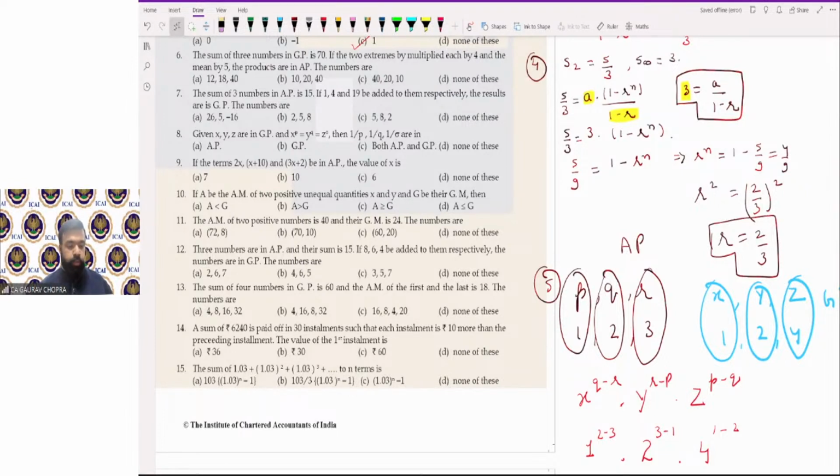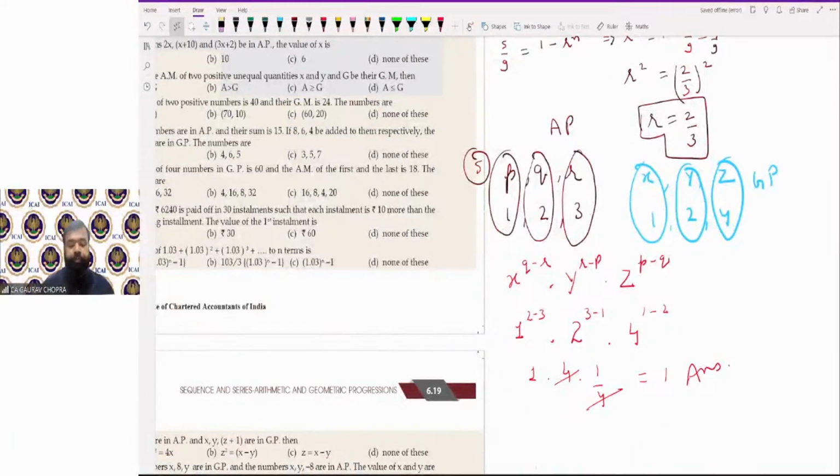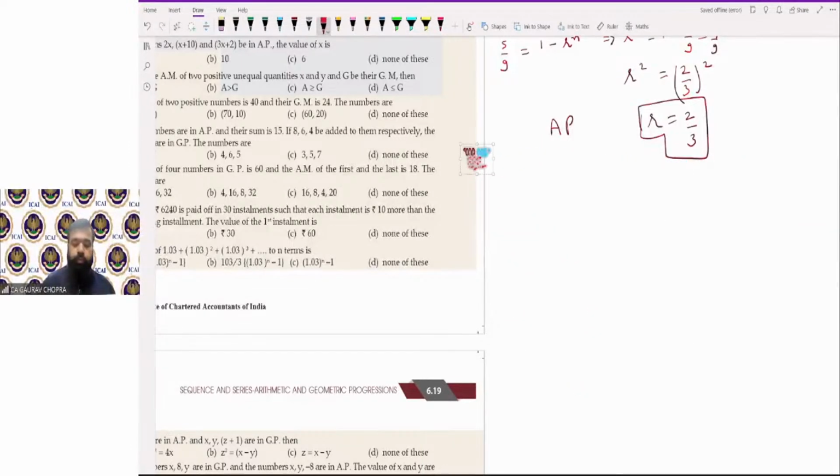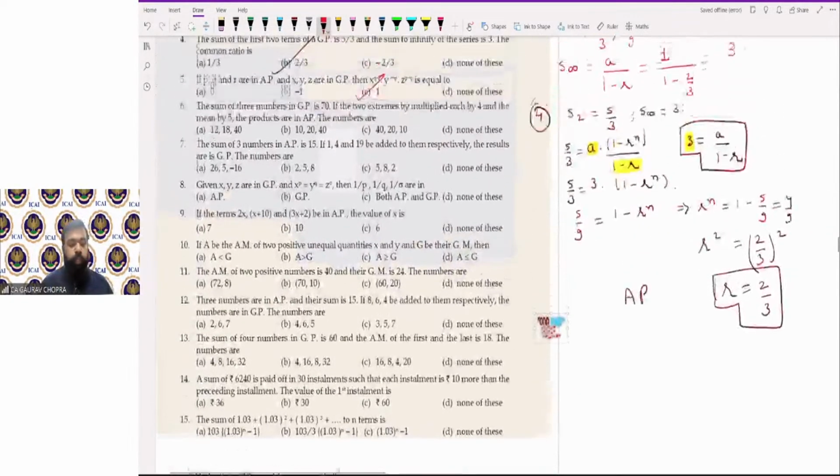Then let's try which one. Question number 9 you can try. Yes. Question 9 आपको try करके बताना है what will be the answer. Till then, let's make some space here. थोड़ा सा space बना लेते हैं. Question number 9 आपको solve करना है.